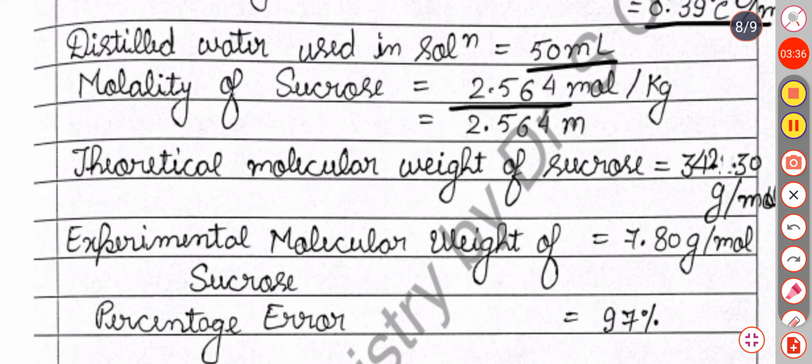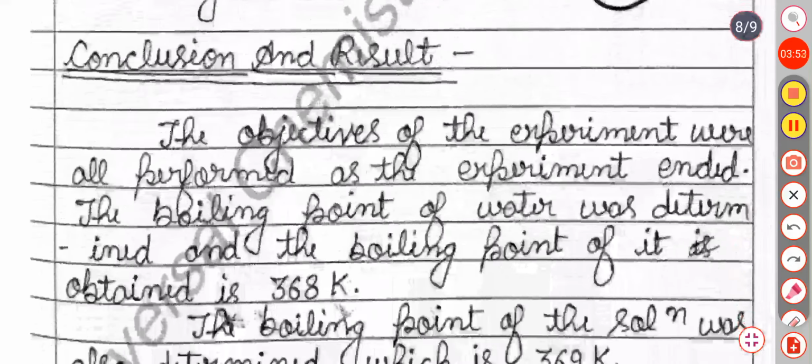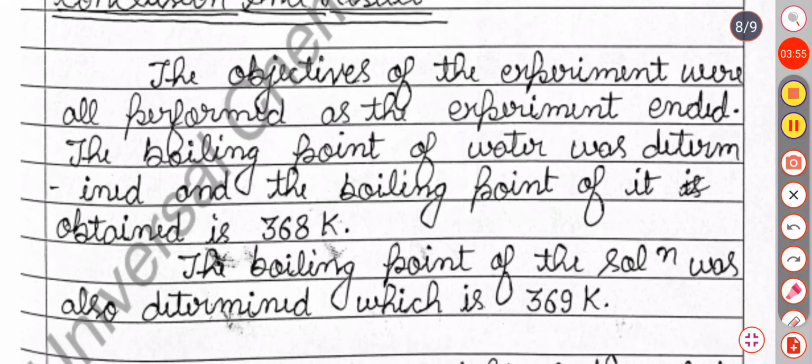and theoretical molecular weight of sucrose is 342.30 gram per mole. Experimental molecular weight of sucrose is 7.80 gram per mole and percentage error was 97%. Now we will see its conclusion and result.